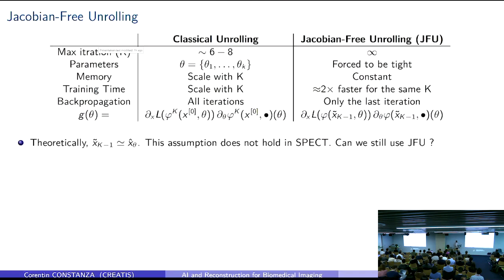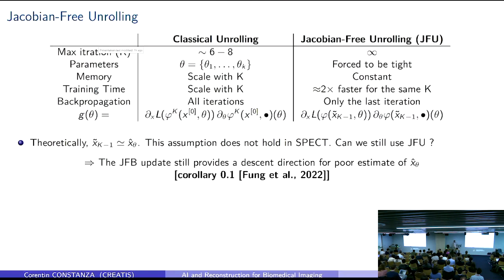And yeah, now you can say, okay, but this assumption that we are at the fixed point is not true in SPECT or PET. We truly never maximize the MAP estimation problem in those fields, and you will be right. Fortunately, there is one corollary in the original paper that says that even for a poor estimate of the fixed point, we still have a descent direction. So that's our justification to use this kind of method.